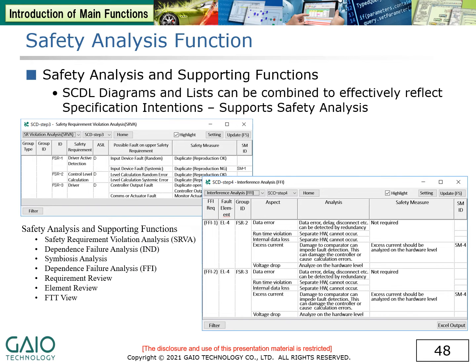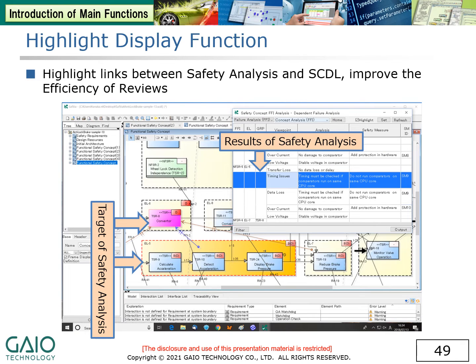Various types of safety analysis can be carried out easily using the graphical description properties of SCDL, as well as organized lists of function elements. The ability to highlight relationships between safety analysis and SCDL components makes explanation during reviews much easier.